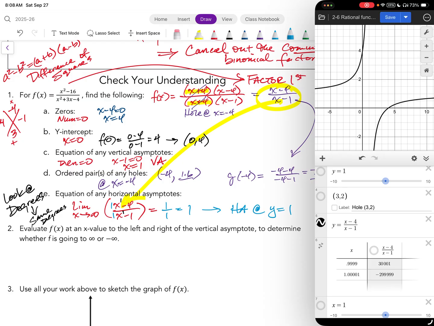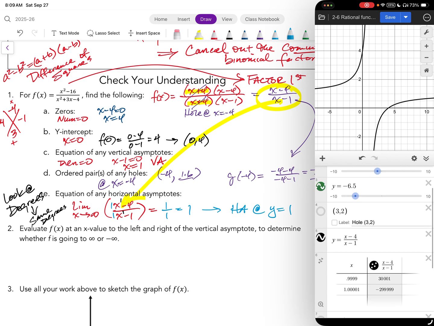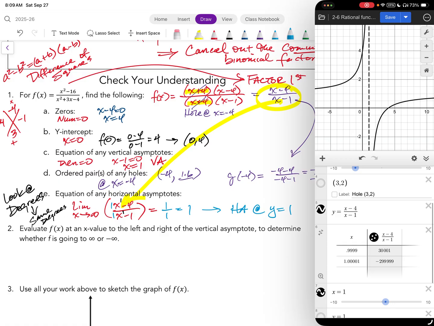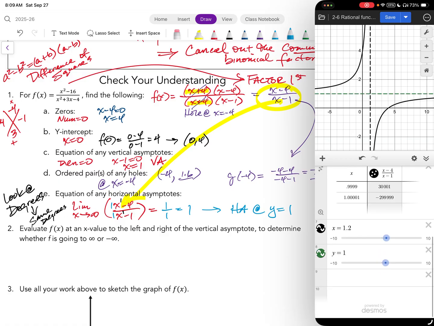And so here we have this function, and we have a horizontal asymptote at y equals 1, so I'm going to select that. We have a vertical asymptote at x equals 1. So let me type that in here. Oh, here we go. And let's see here. There we go.